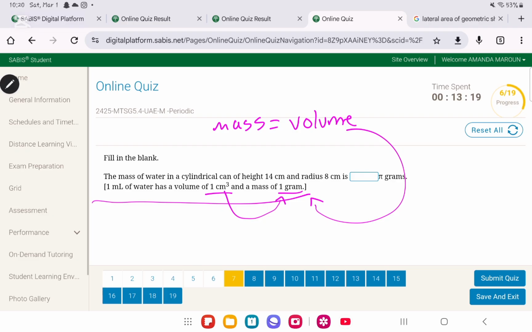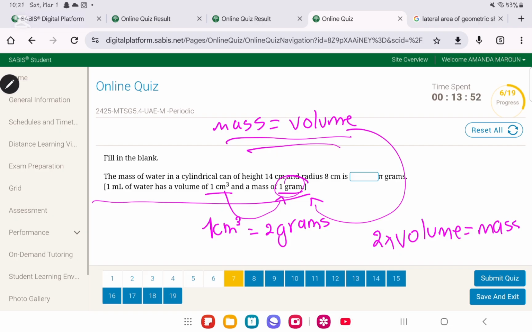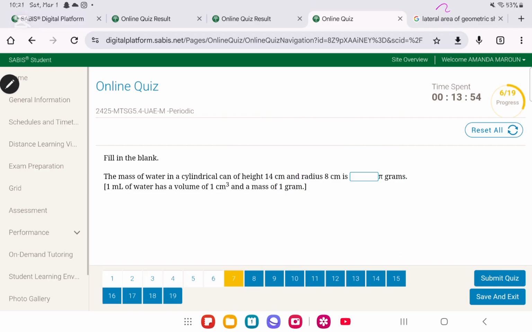If they said something else, for example, let's say 1 centimeter cubed is equal to 2 grams, that means 2 times the volume is equal to the mass, very simply. But usually, in all of the cases, they will give you that mass is equal to volume.